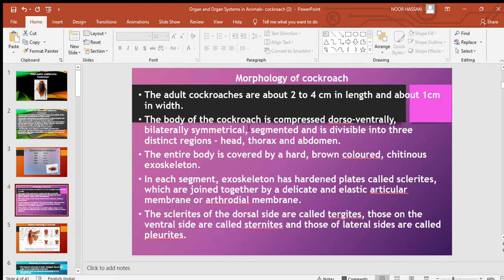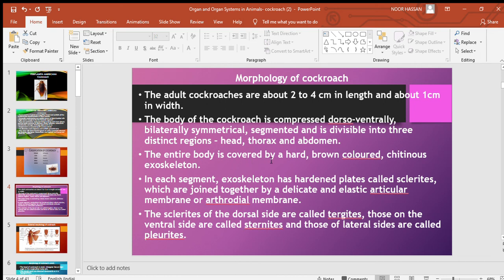They are bilaterally symmetrical also. The body can be cut into two parts with identical parts, that is, two divisions with identical parts. So such a symmetry is called bilateral symmetry. The body is also segmented, divided into many compartments, and is divisible into three distinct regions: head, thorax, and abdomen. The body of the cockroach is divided into head, thorax, and abdomen.